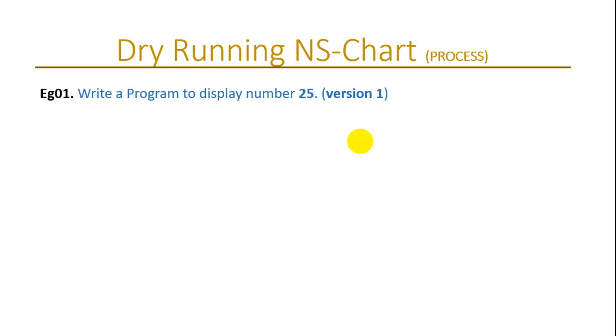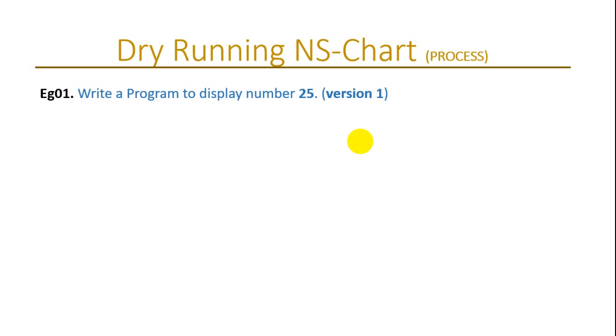First example, write a program. In this case, whenever I say write a program, we are talking about an NS chart, not the actual program, which we will come to later. We are writing a program using the NS chart. So write a program to display number 25. I want to start with a very, very simple thing, and we will build on that. So I'm starting with a very, very simple tiny thing, as you will see.